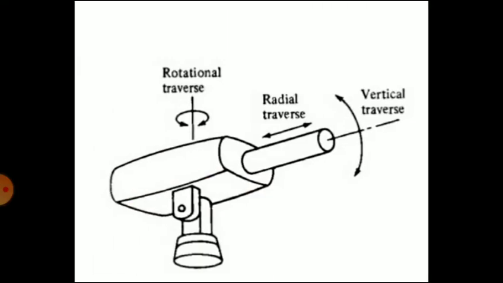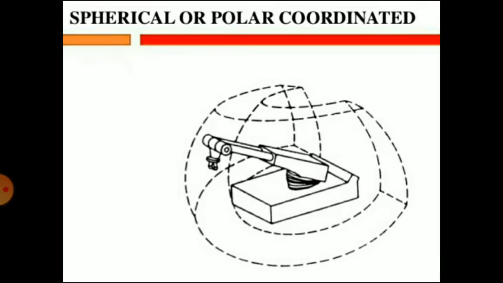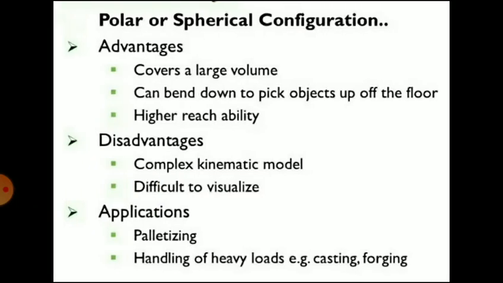So you can see the diagram again, diagram of polar configuration and the different movements that are given, that is TRL. Then this is a work envelope of polar configuration that is shown. Then advantages. So it covers a large volume. It can bend down to pick objects up off the floor and higher reach ability. Then disadvantages: complex kinematic model and difficult to visualize.